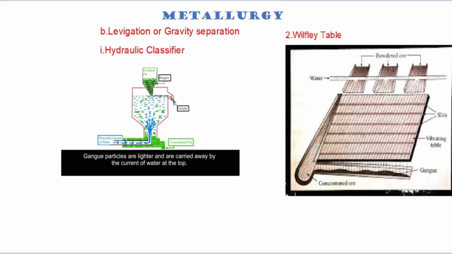The powdered ore is suspended in a stream of water and delivered at the upper end of the table, which is then given a bumping motion. The heavier ore particles are obstructed by the cleats while the lighter impurities pass over and are carried away by the stream of water. The ore particles which collect behind in the cleats move to one side as a result of motion of the table, and they are collected. So this is the Wilfley table.